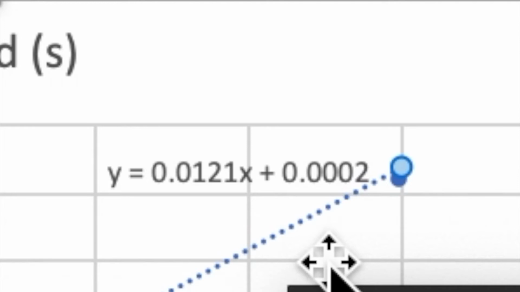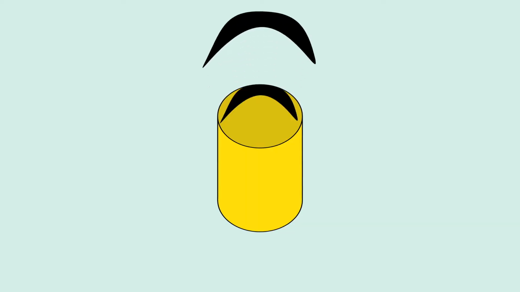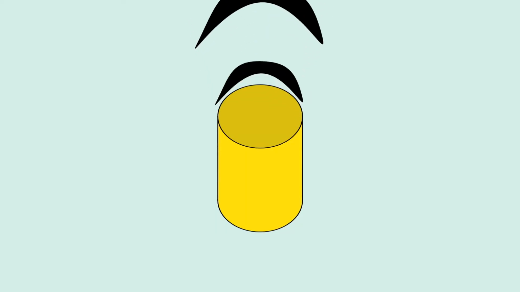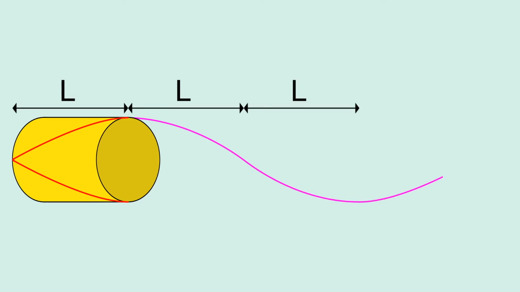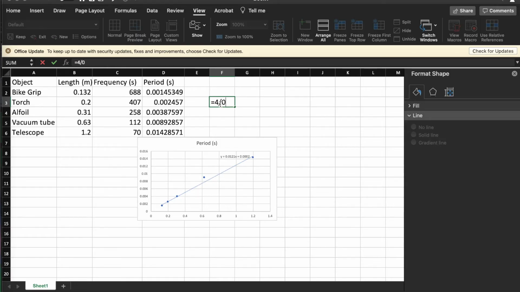You'll note in this case it's a very low value. Recall that the wavelength of the fundamental frequency of a closed pipe is 4 times the length of the pipe. Let's divide 4 by the value we just found from our graph to get the speed of sound.